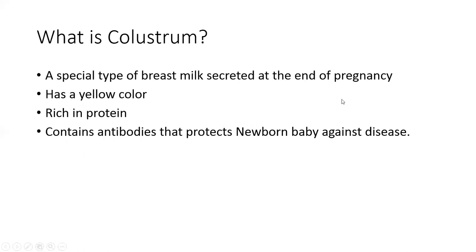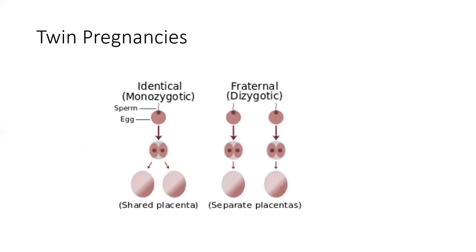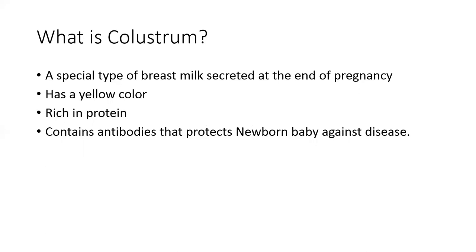This slide is talking about colostrum milk. Remember, I said it's a special type of breast milk secreted at the end of the pregnancy, or within the first week of a baby being born. It has a very rich yellow color. It's rich in protein, and it has a lot of antibodies inside of it that protect the newborn baby against diseases. All right, so that's it for breastfeeding and the advantages of breastfeeding.